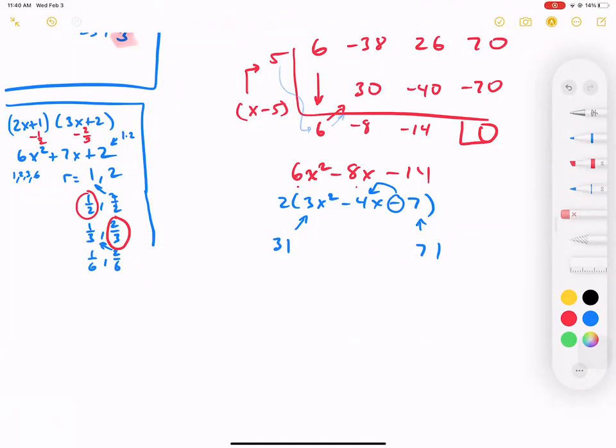So we know 3 times 7 doesn't work. How about 3 times 1? 3 times 1 is 3. 1 times 7 is 7. Hey, is 7 minus 3 4? Yep, as long as we have more negatives than positives.